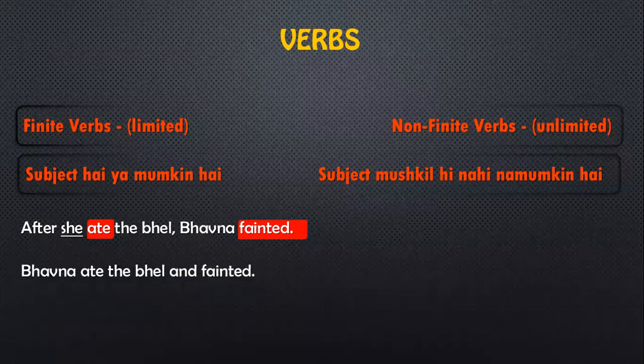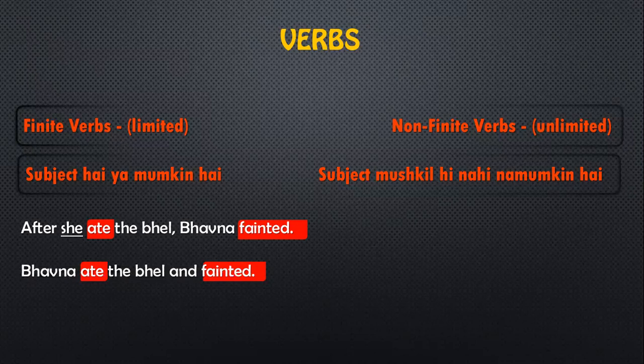But take a look in the second statement. Bhavna ate the bhel and fainted. No doubt, ate is the finite verb because Bhavna is the subject which is given for it. But in this case, even fainted is a finite verb. The reason is, although यहाँ पर subject नहीं है, but यहाँ पर subject मुमकिन है. That means possible है. So if we imagine Bhavna ate the bhel and she fainted, do you agree that this is a valid statement? Yes, isn't it? Bhavna ate the bhel and she fainted.